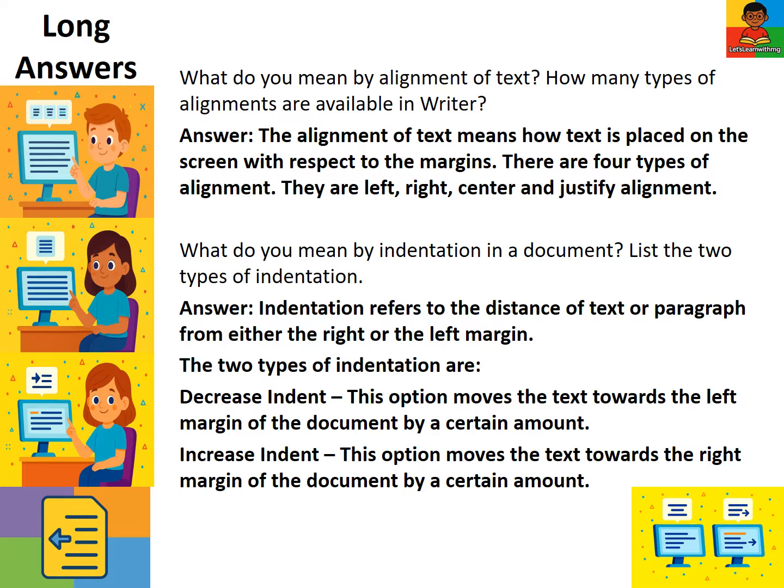Question: what do you mean by indentation in a document? List the 2 types of indentation. Answer: indentation refers to the distance of text or paragraph from either the right or the left margin. The 2 types are: decrease indent moves the text towards the left margin, and increase indent moves the text towards the right margin.